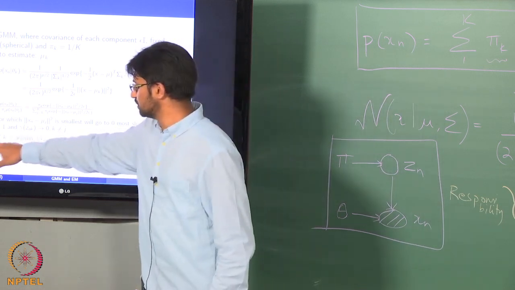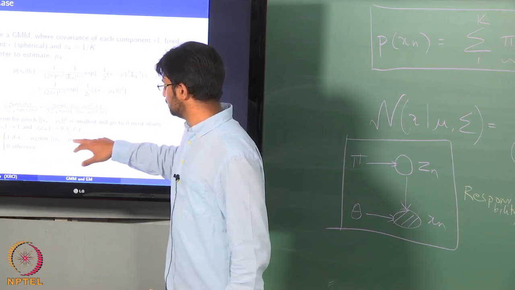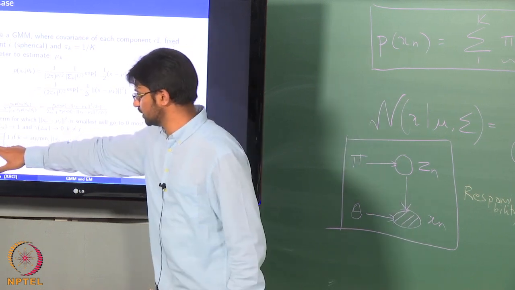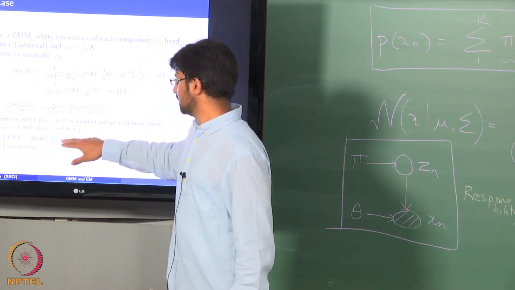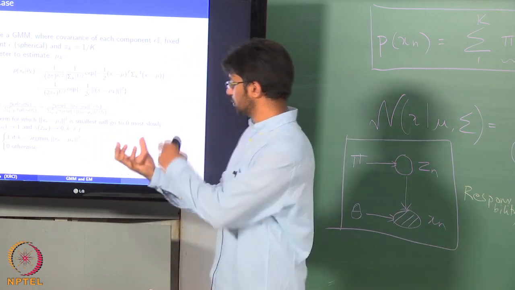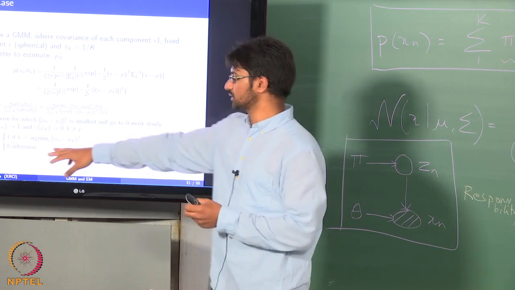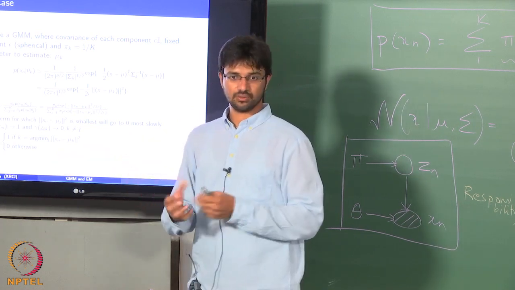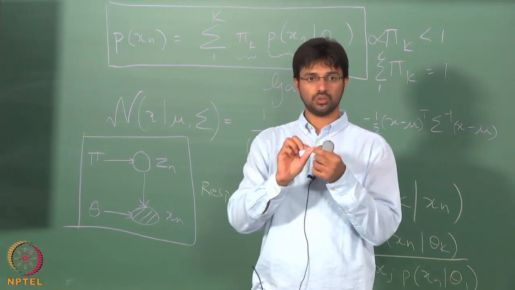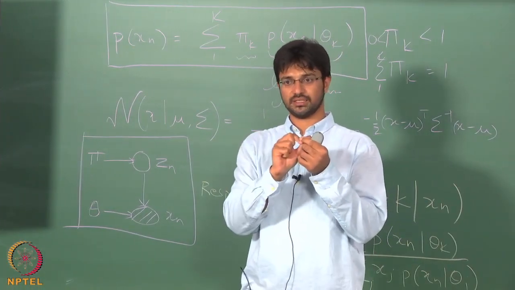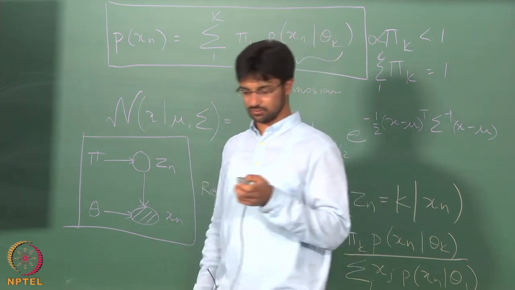And you are saying the responsibility is set to 1 for that component, where this is with respect to a particular data point, the nth data point. For the nth data point the responsibility is 1 for that component whose mean the data point is closest to, and it is 0 for all others. Which means if you look at xn and want to know the posterior probability of which component it came from, it is that component whose mean that data point is closest to.